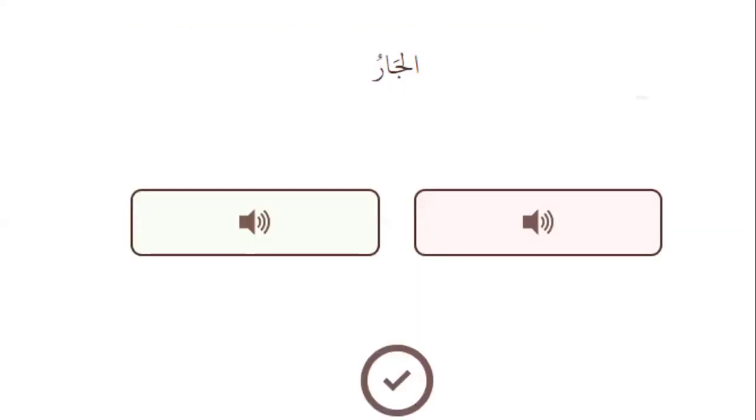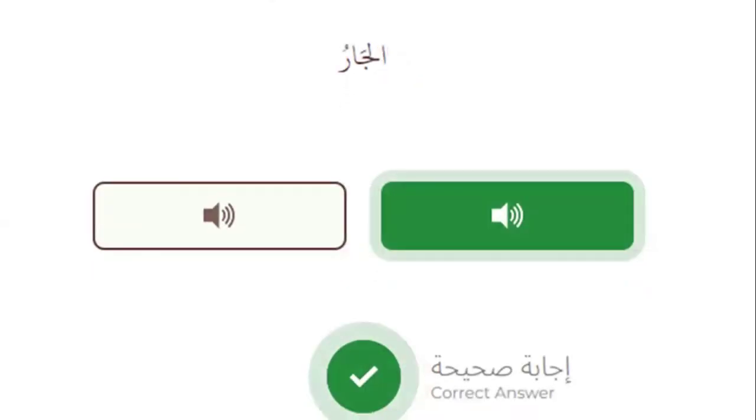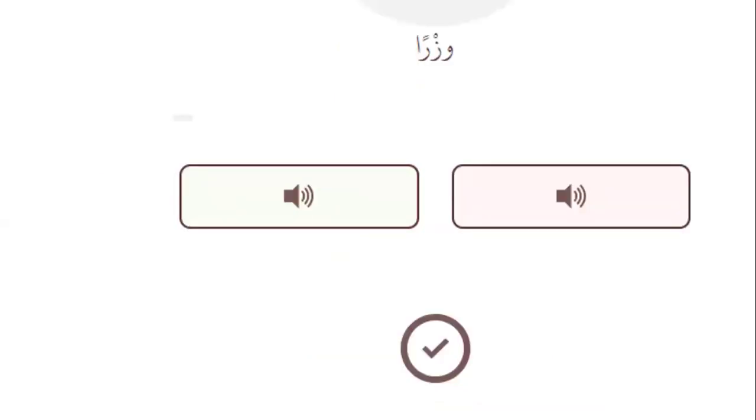Please listen and choose. Al-jaru. Which one is right? The first one or the second one? The first. Jim has a light tone, not a heavy tone. Good.